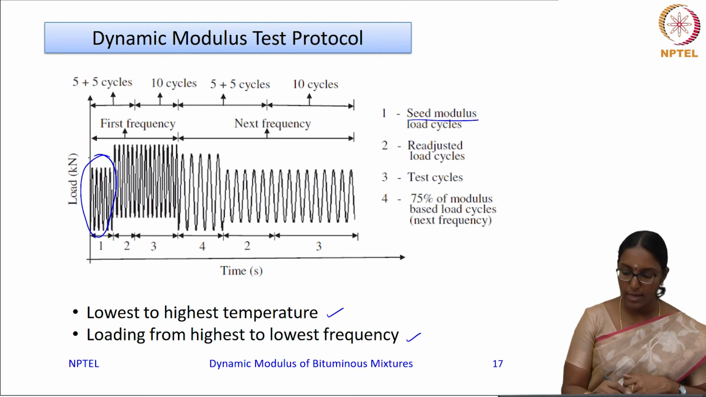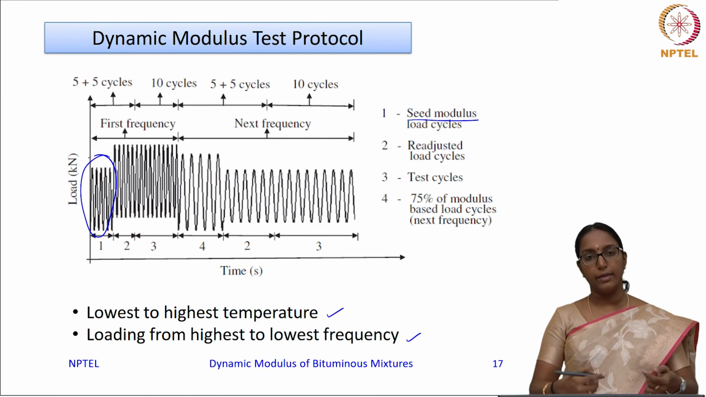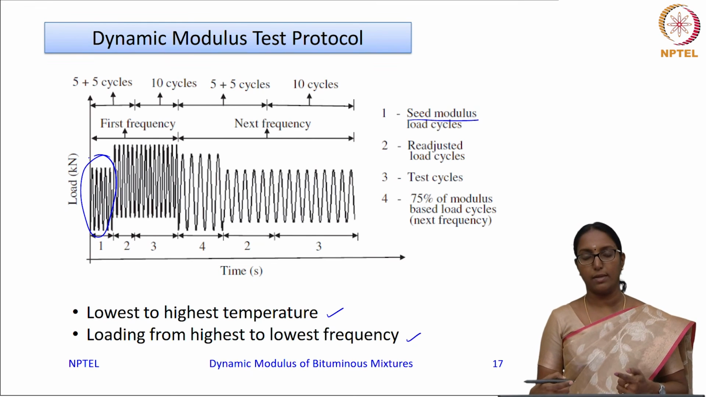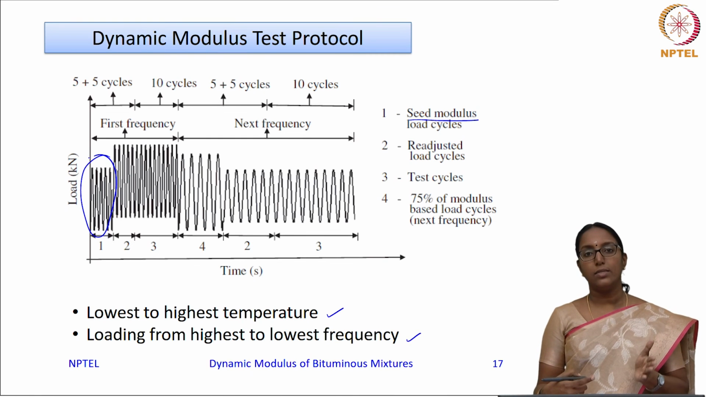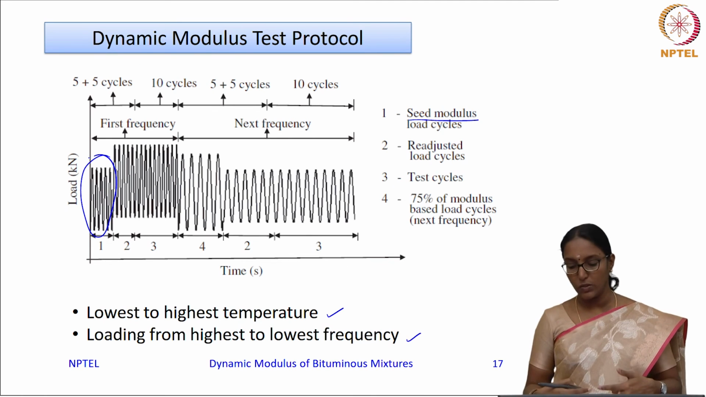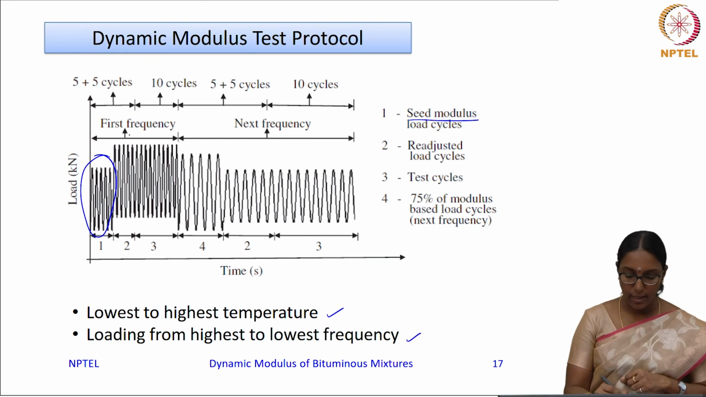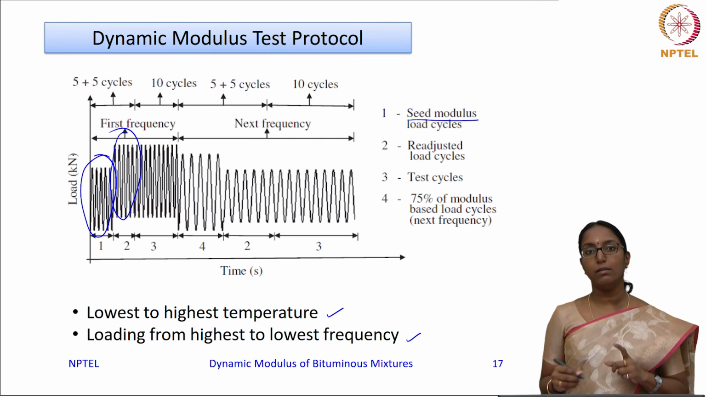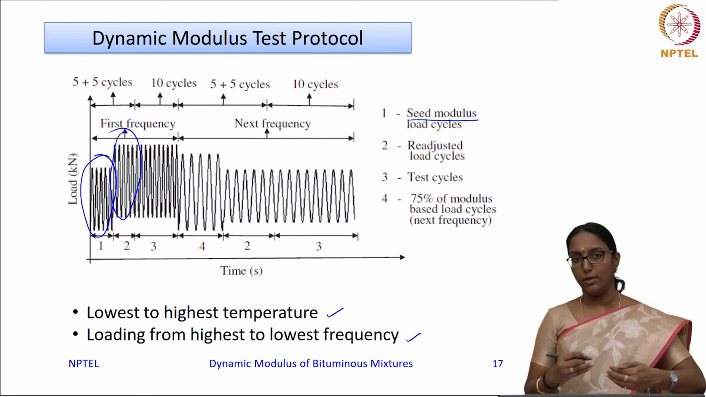So, this first is the seed modulus load cycles. Those cycles will be applied and the data will be captured, and in real time it will capture how much modulus is coming for the stress and the strain level. Okay. Now, once we realize that this stress level is not going to keep the strain within that limit, it will readjust the load cycle. So, the stress levels will be readjusted so that it represents the response of the material. In the readjusted load cycle, we will see another 5 cycles.